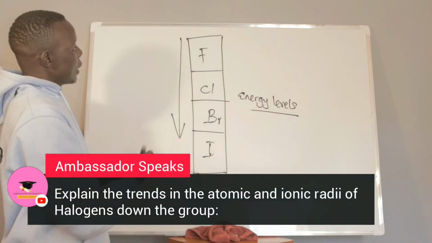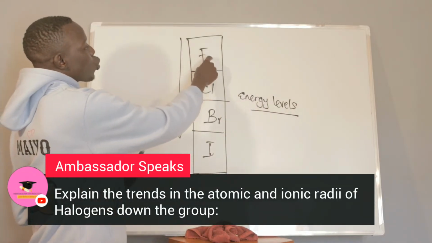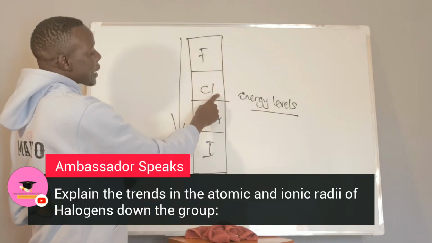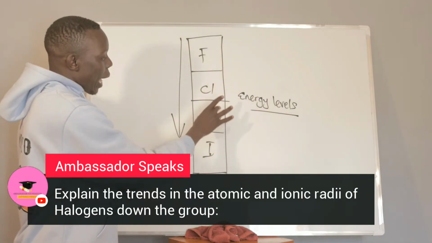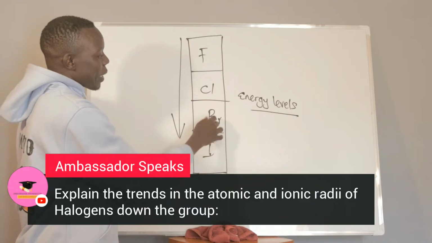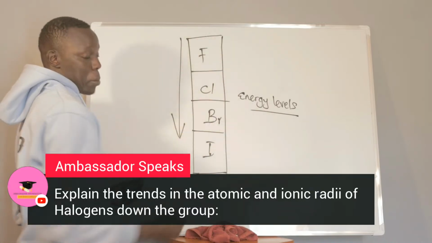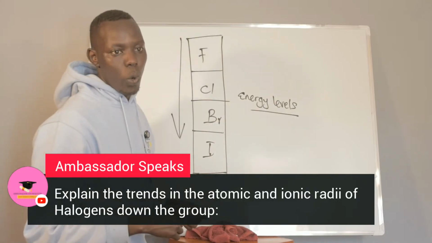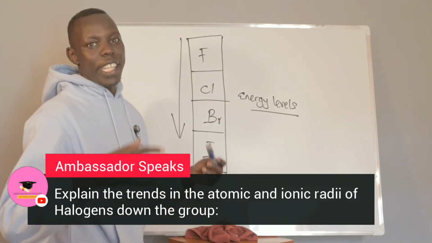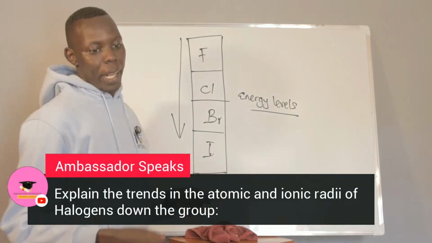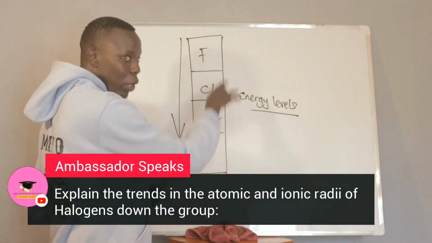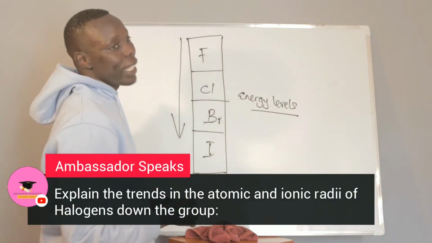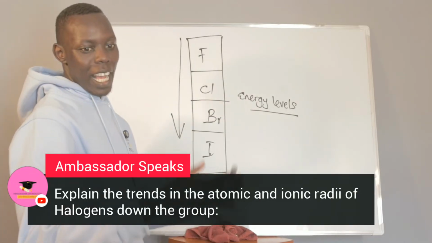For example, this one has 2 because it is 2, 7. This one has 3. As you move, I'm not telling you the energy levels of this, but they are more than for this because beyond 20, it does not follow the pattern of 2, 8, 8. It becomes 2, 18, 18, and continues further. So as you move down the group, there is an increase in atomic size.